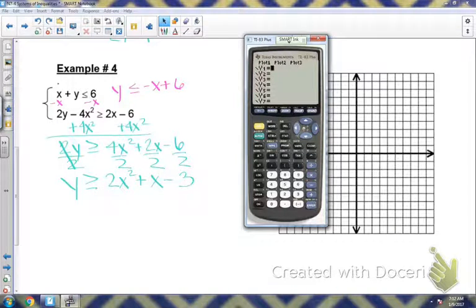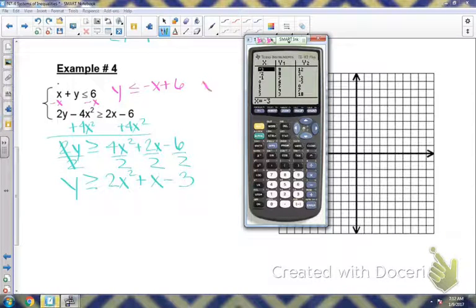Okay, I'm going to type in negative x plus 6. Notice this isn't going to be a parabola because it's linear. It's going to be a straight line. And then you have 2x squared plus x minus 3. So you can type them in at the same time if you want, but if it confuses you, then just type each one in.